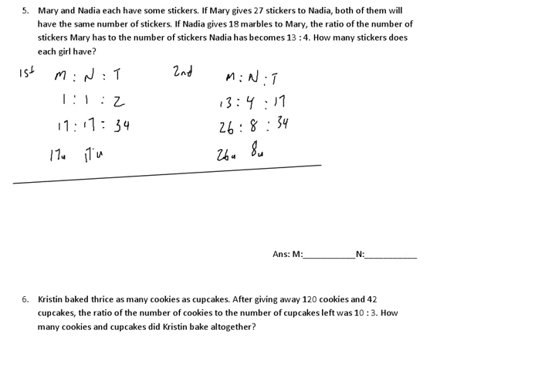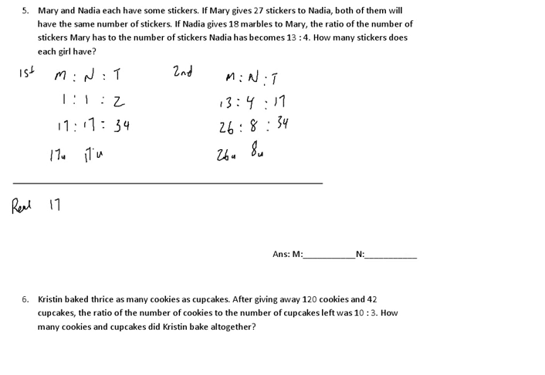So I need to do my real, which is my before, right? So this will be 17 units. Mary gives 27 to Nadia. So I need to return the 27 to Mary, right? So plus 27, yes? Yeah. This will be 17 units minus 27.